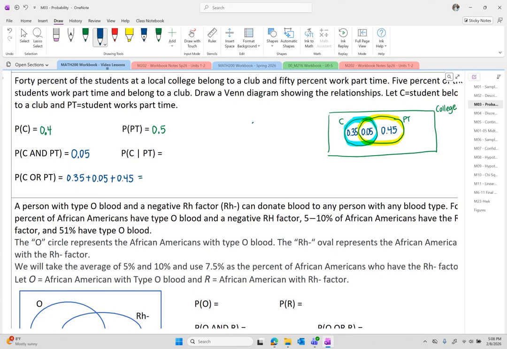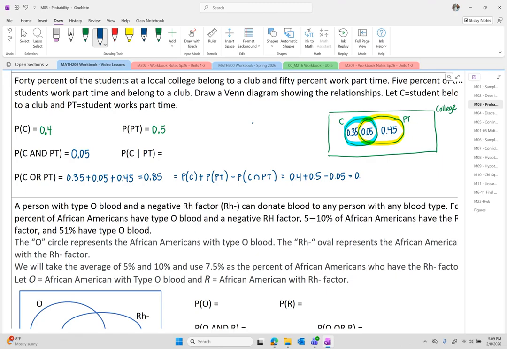So that comes to be 0.85. Now there is another way to find this, and that was with the general addition rule, if you remember, which is algebraic, to say that this should equal the probability of club plus the probability of part-time minus the probability of both, because we double counted those. So that would have been 0.4 plus 0.5 minus 0.05.